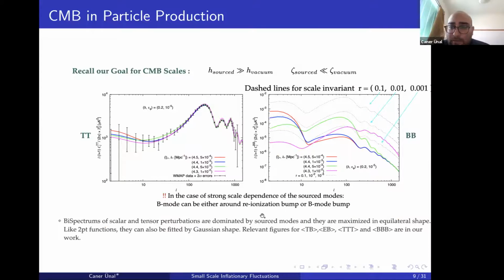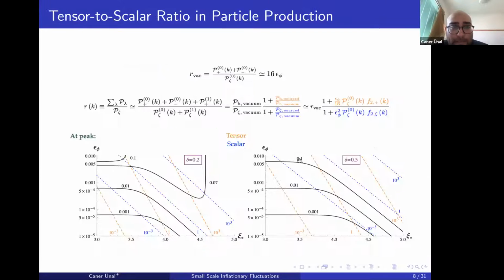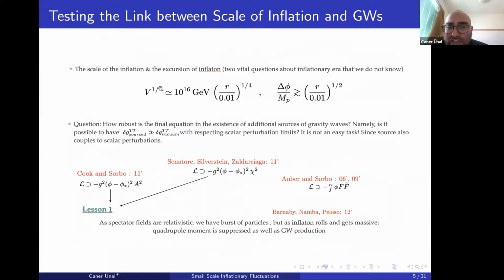Some details, but let me just say the following thing. Our aim was the following. Is this relation really guaranteed? Which means when people tell you that we measure the gravitational waves or the tensor to scalar ratio, are we going to say immediately that this is the scale of inflation? That was the question. So is this relation there or not? That was the thing we tried to challenge. We tried to test if this is always the case.